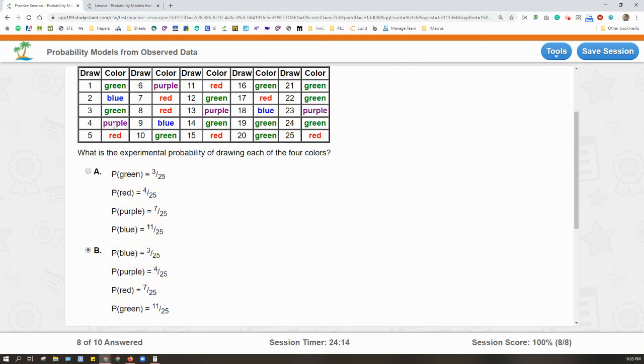Purple should be 4, and sure enough, 1 purple, 2 purple, 3 purples, and 4 purples. And that leaves the rest for red, those 7 reds. 1, 2, 3, 4, 5, 6, and 7.